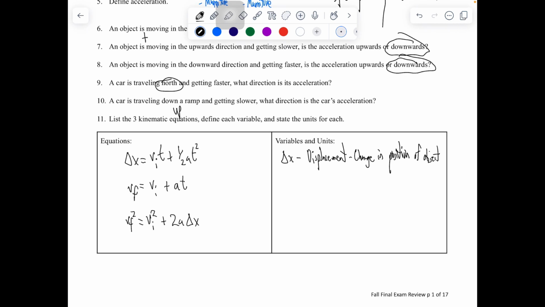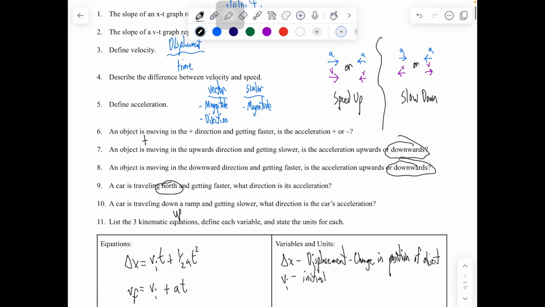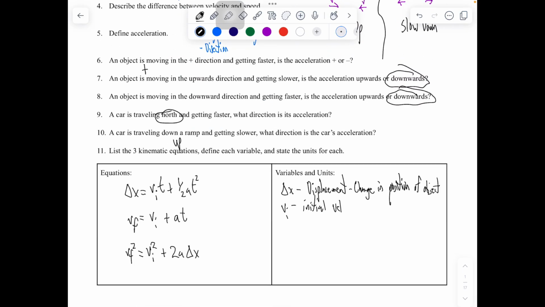If you run around a track and you end up in the same position you started, your displacement is 0 because the position didn't change at all. VI, that is your initial velocity. This one's pretty self-explanatory. It is how fast you're moving at the beginning of the motion, at the beginning of the problem. Final velocity, VF, this is the velocity of the object at the end of its motion, whatever that motion may be.